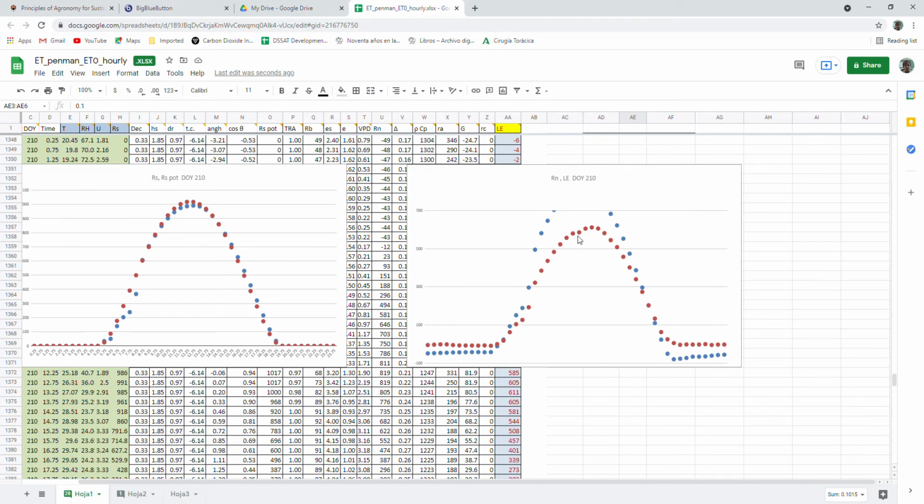We see that the evaporation is below net radiation during part of the day, and it is greater than net radiation during the remainder of the afternoon.